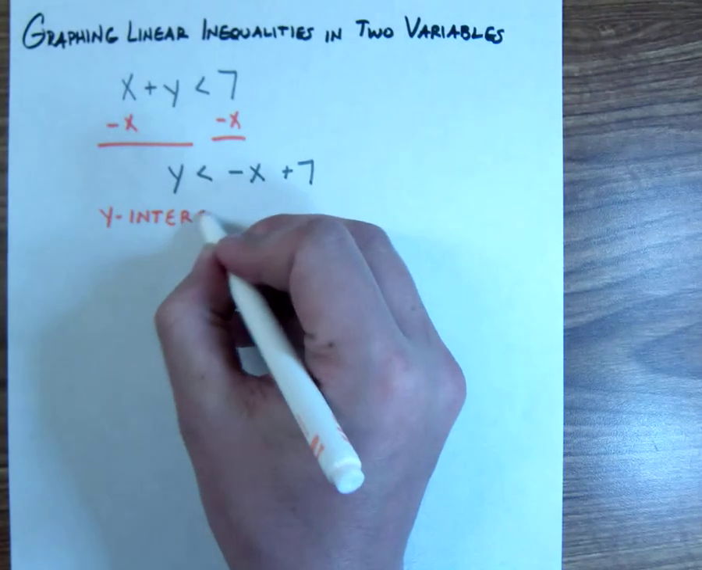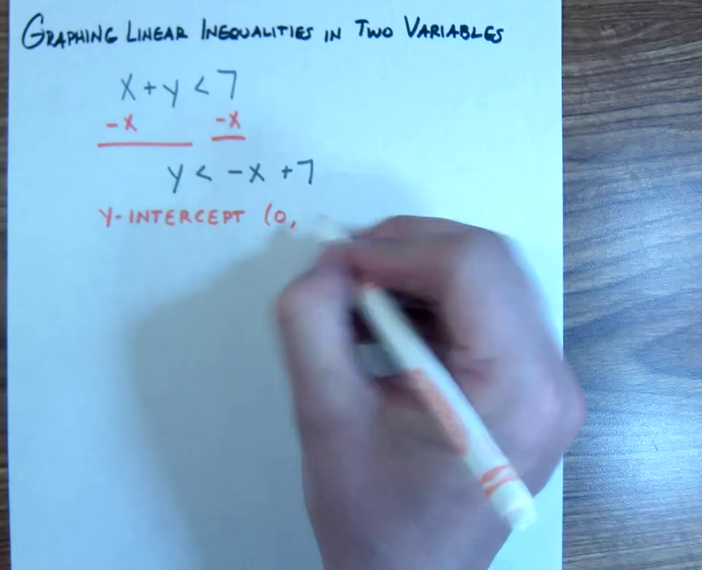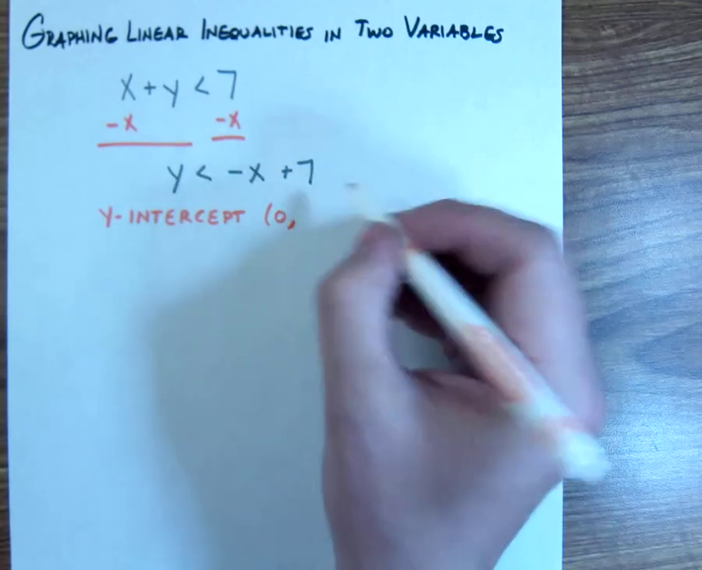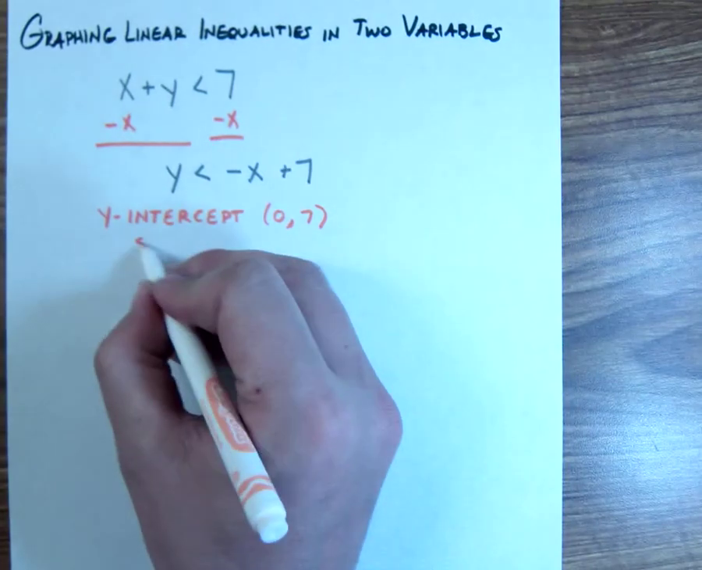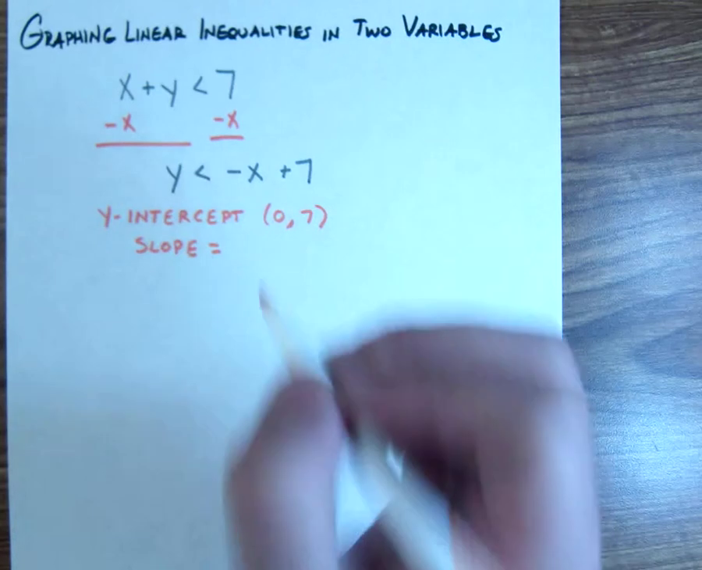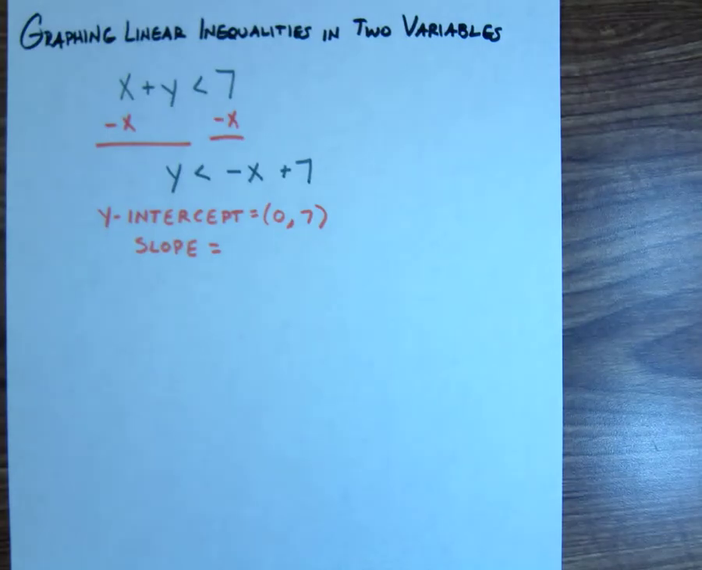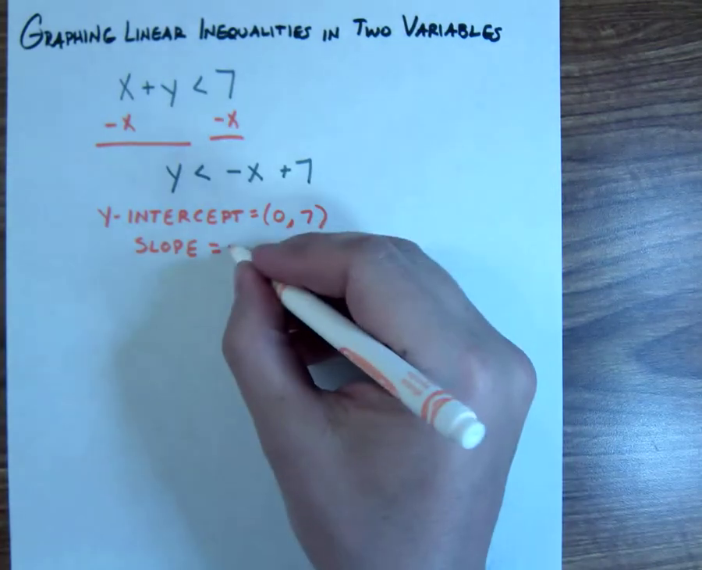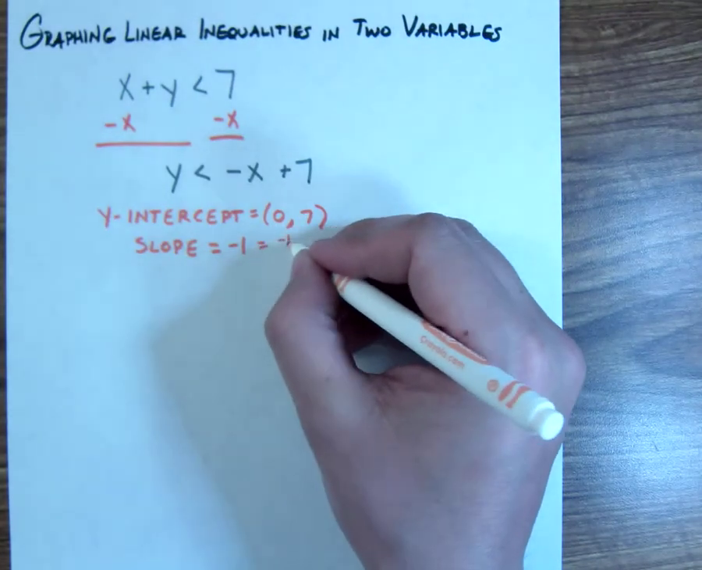It's the coordinates of the y-intercept. It's where x equals 0, right? Yep, so (0, 7). And what's the slope of this? Again, treating it like an equation, the slope meaning what's the number in front of the x? Negative 1. Since it's helpful to have slope as a fraction, we could say -1/1.